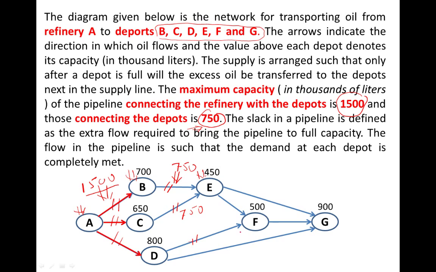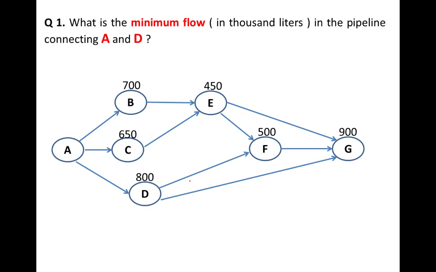Let's go to the question. Question 1. What is the minimum flow in the pipeline connecting A and D? So pipeline A and D is a refinery to depot and its capacity is 1500. What is asked? What is the minimum flow in this pipeline? To minimize in this pipeline, I need to maximize the other two, that is A to B and A to C.